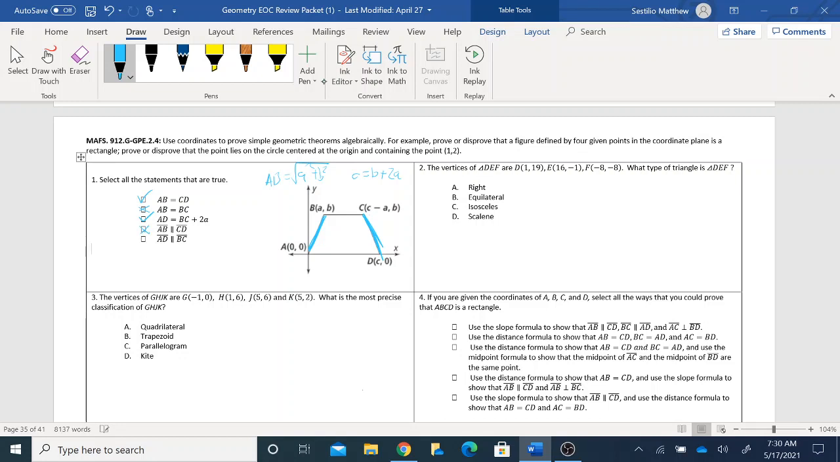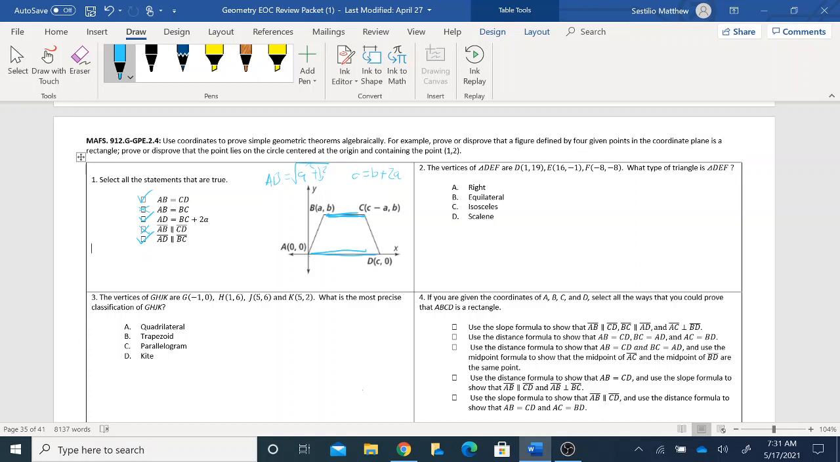AD is parallel to BC. That means that's our bottom line and our top one. And that's true, and how you can tell is that they have the same y values, right? So 0 to 0 means this is a horizontal line. B to B means this is also a horizontal line. So those are parallel.